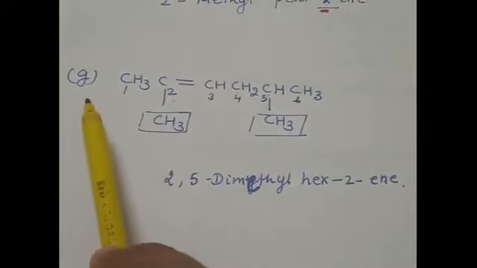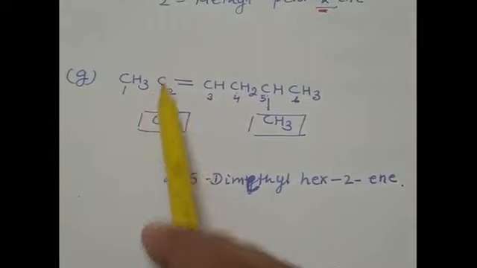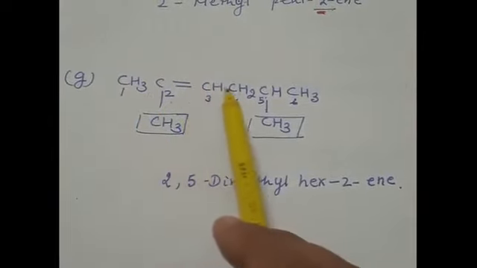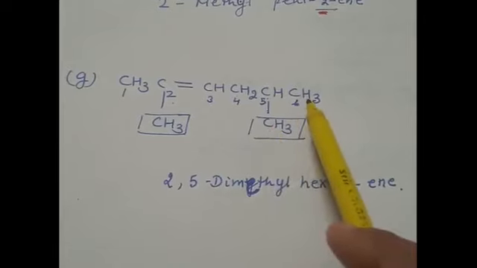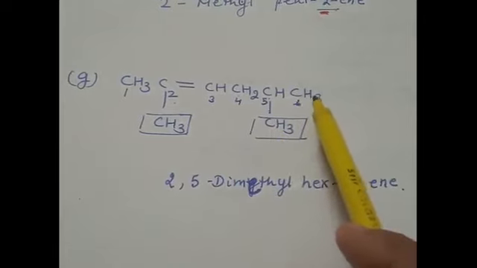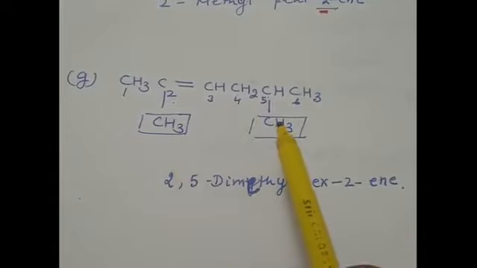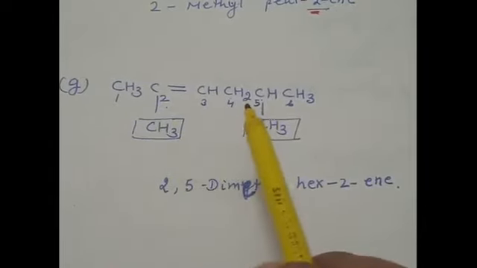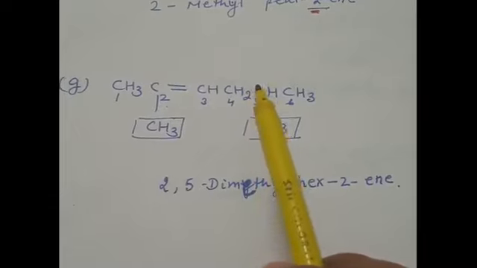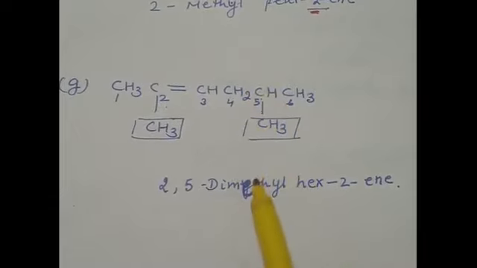And the last part of this question is CH3 CH3 double bond CH CH2 CH, then again a methyl group, and at the end we have CH3. So we have 2 methyl groups present here at the second and fifth position. So we will not mention the prefix twice. We will just give a name as di. If it is 3 times, then we can have tri. If it is 4 times, then we can have tetra, and so on.